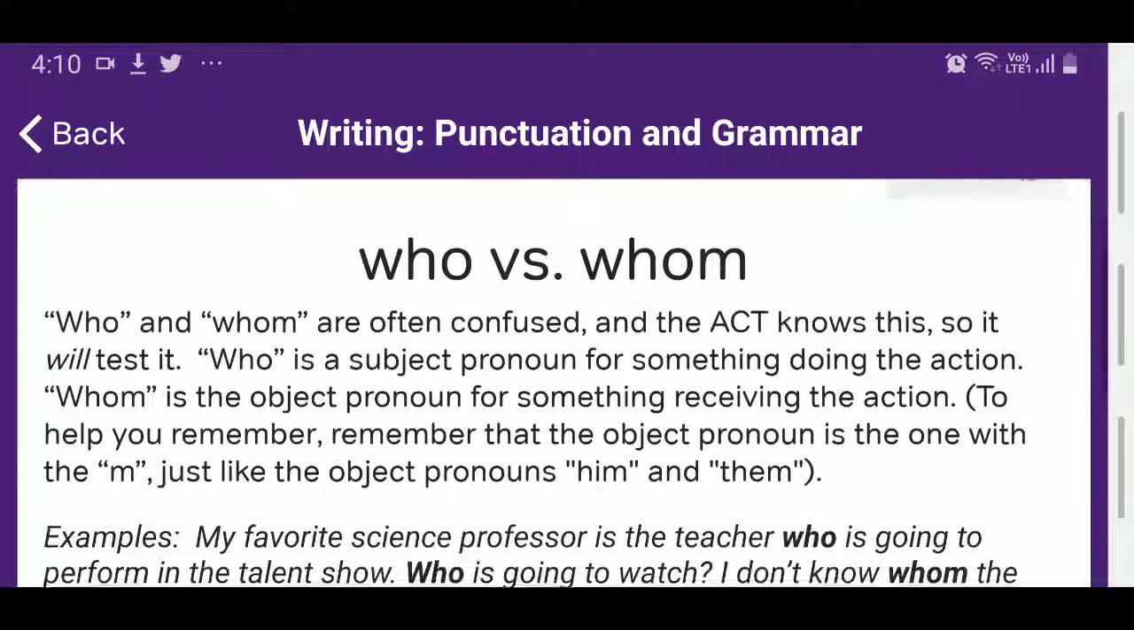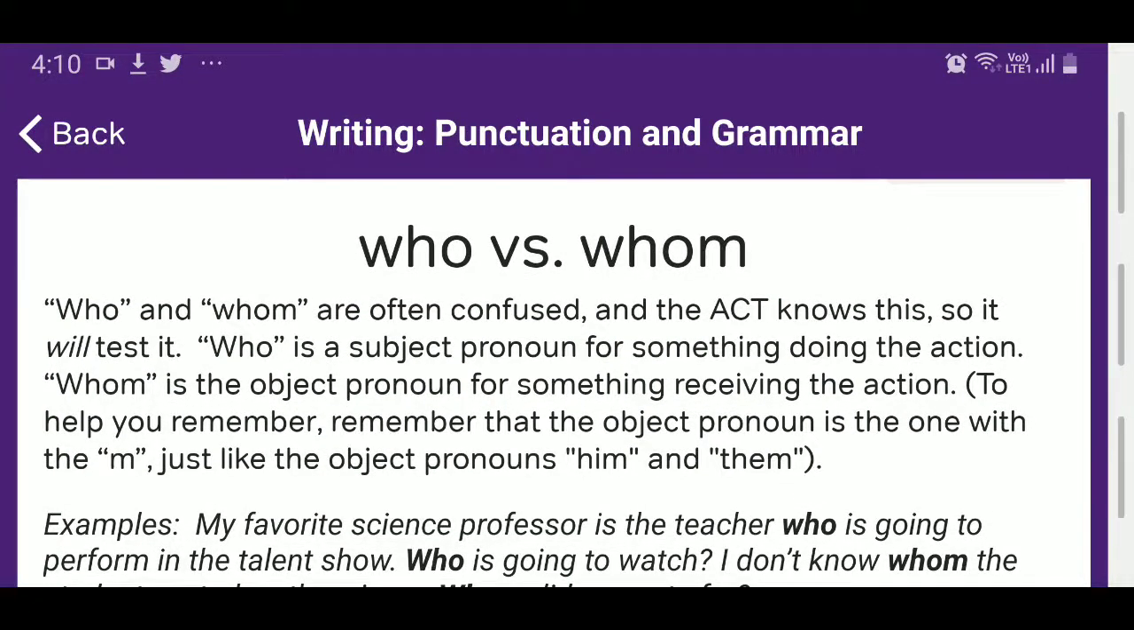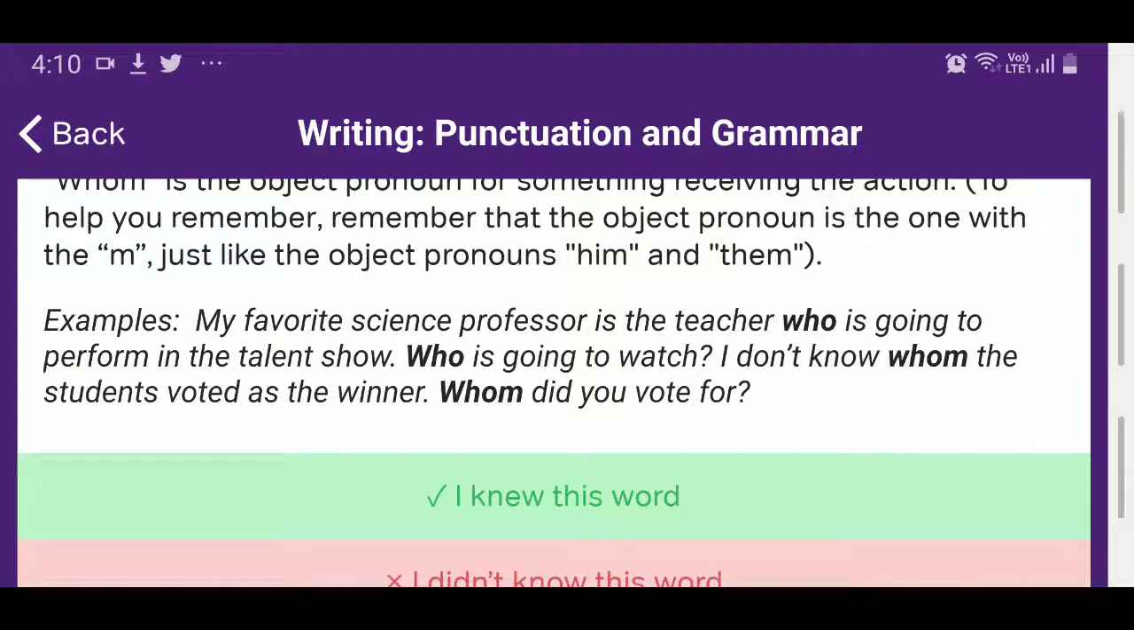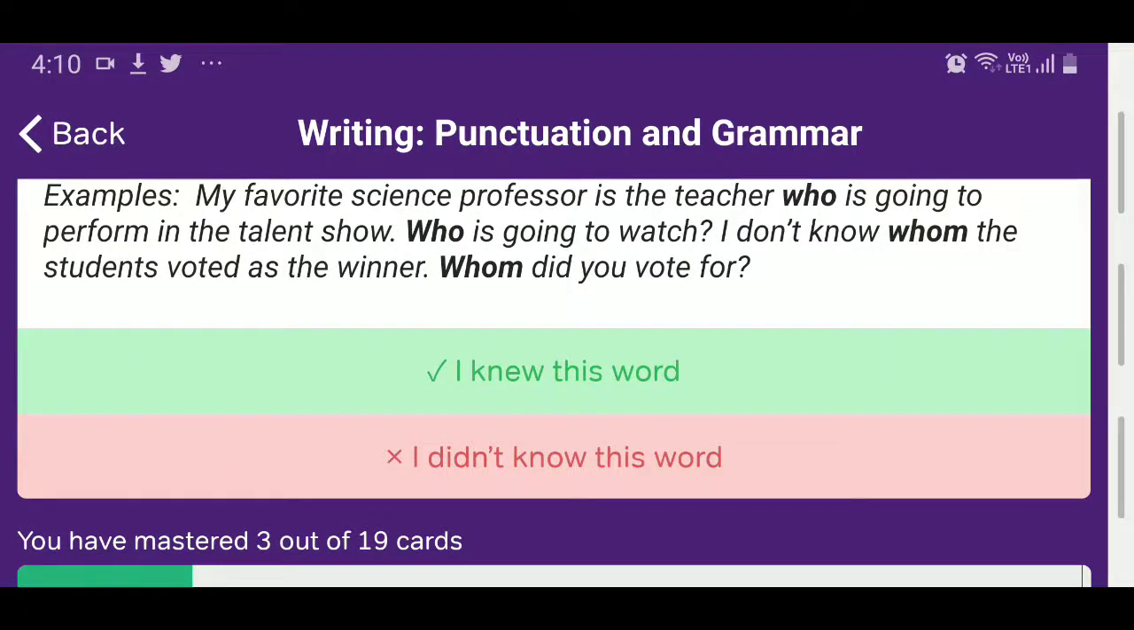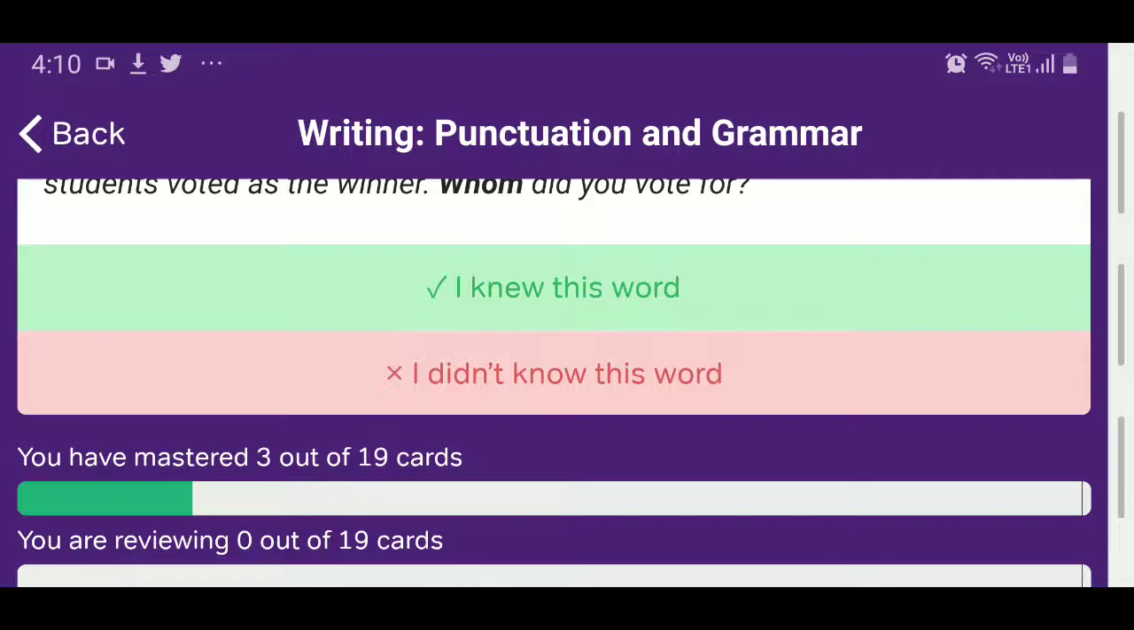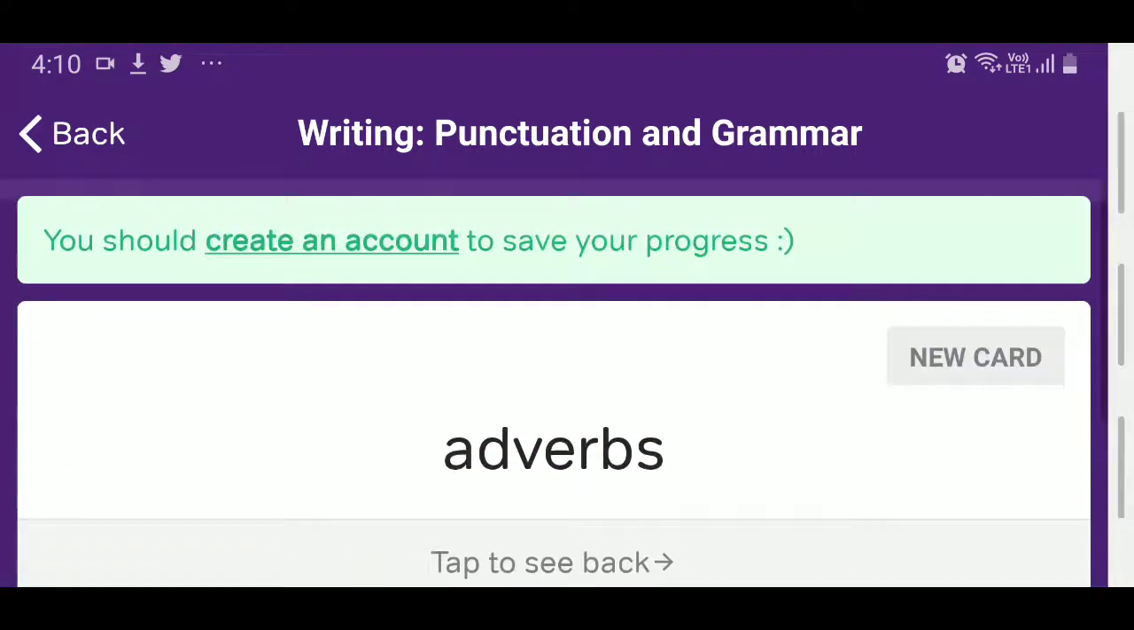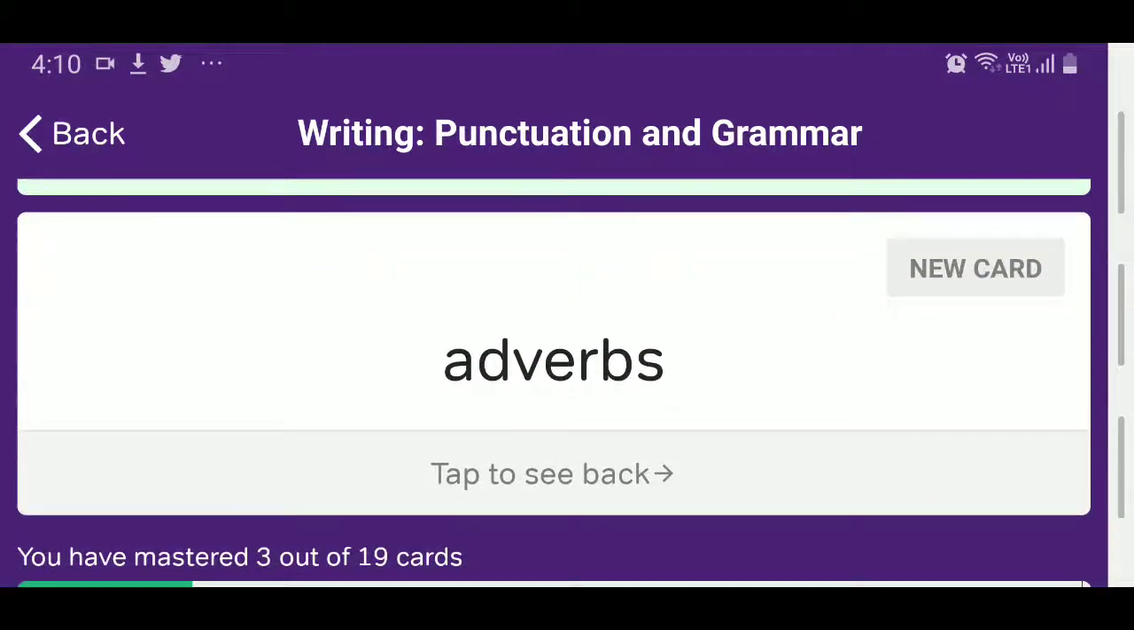Now let's see how they explain it. If they've given a complete explanation, you can read the example and see it. If you know it, you can say "I knew this." If you don't know it, you can say "I did not know this." So this becomes very intuitive and easy to learn, and it keeps on revising. The cards become your friend to develop your vocabulary or the knowledge of writing, punctuation, and grammar.